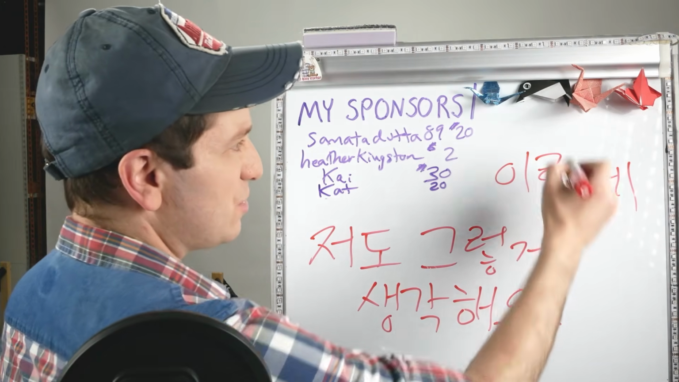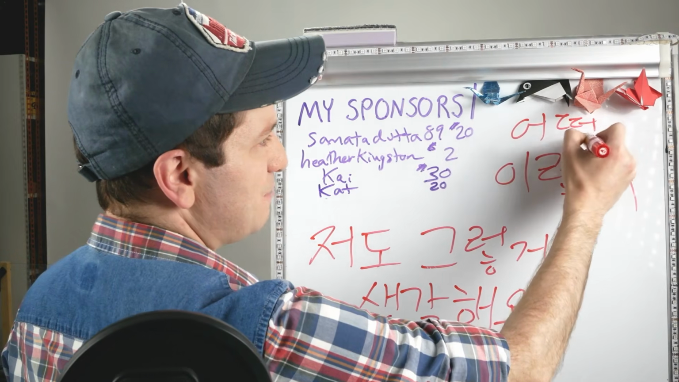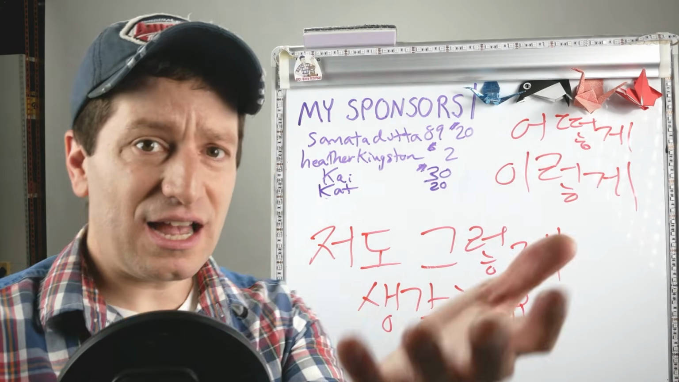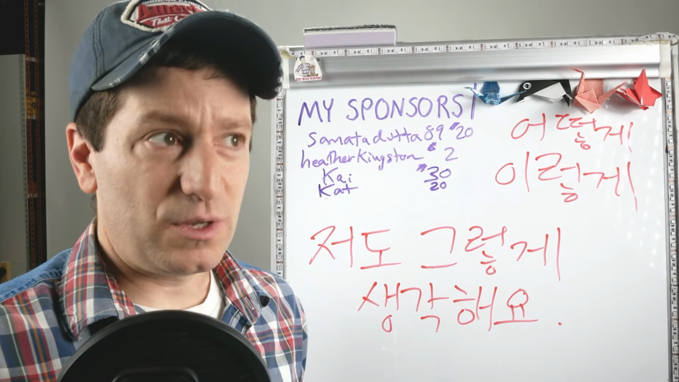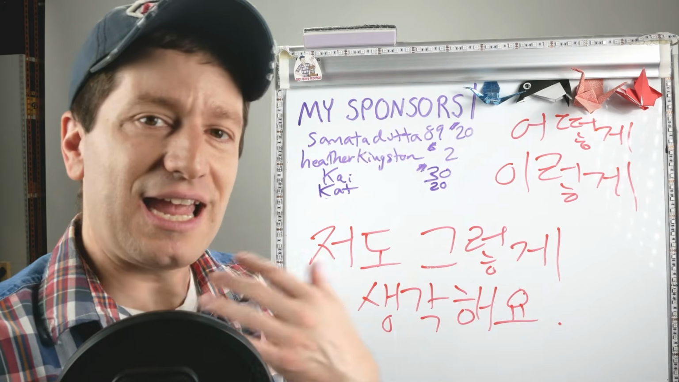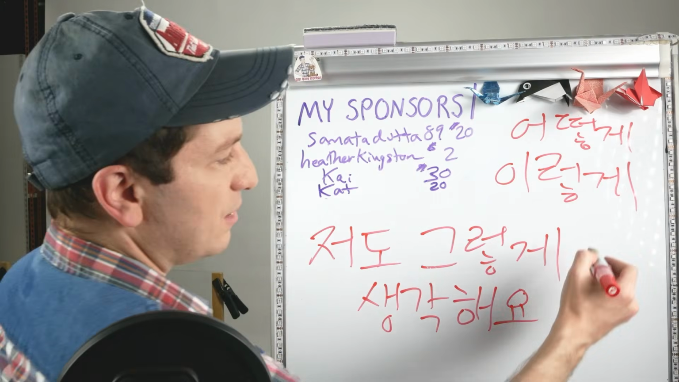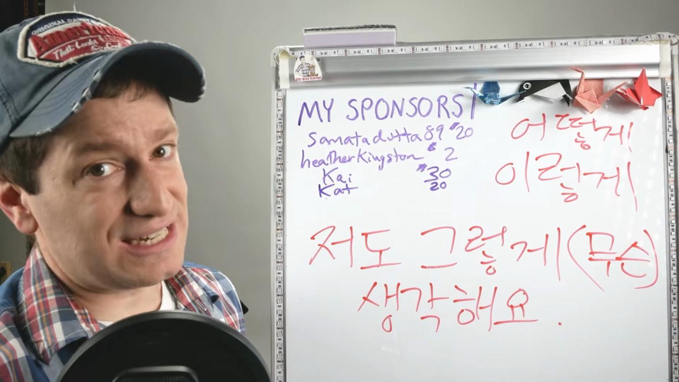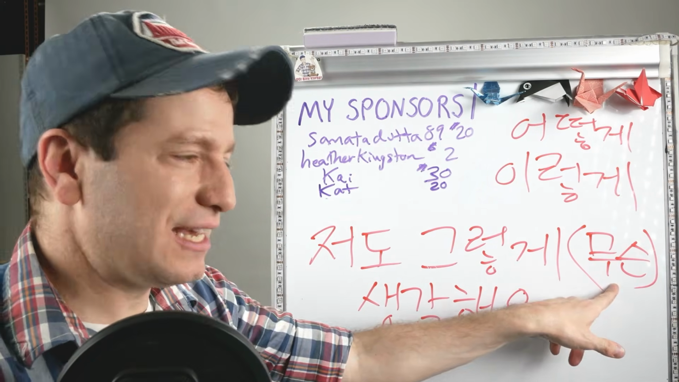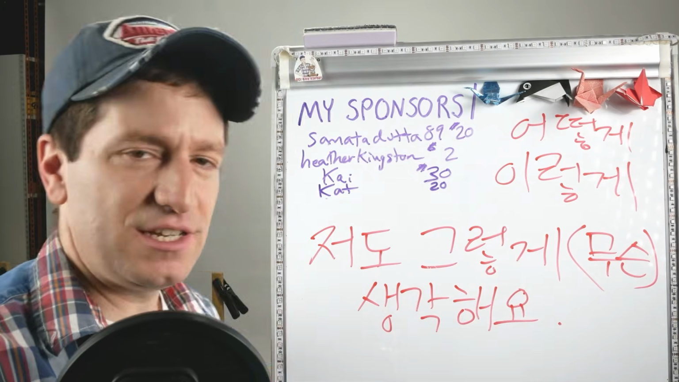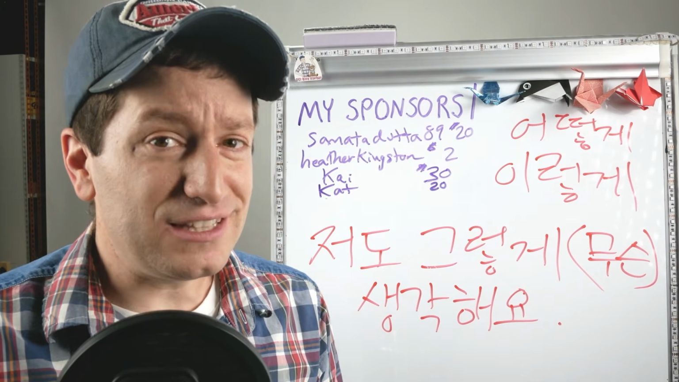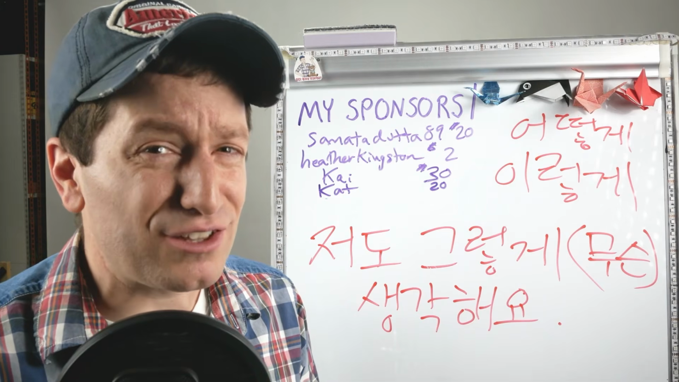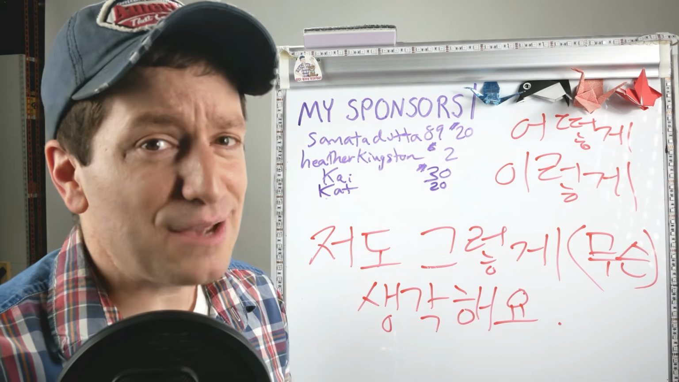You can also use 어떻게, meaning how. 어떻게 생각해요? What do you think? We would say, what do you think? But in Korean, they say, how do you think? Or 무슨. 무슨 is an adjective that means what. 무슨 생각해요? It's more like, what are you thinking of? 지금 무슨 생각해요? While you're in Korean class, were you thinking about another language? So disgusting. I can't believe you.